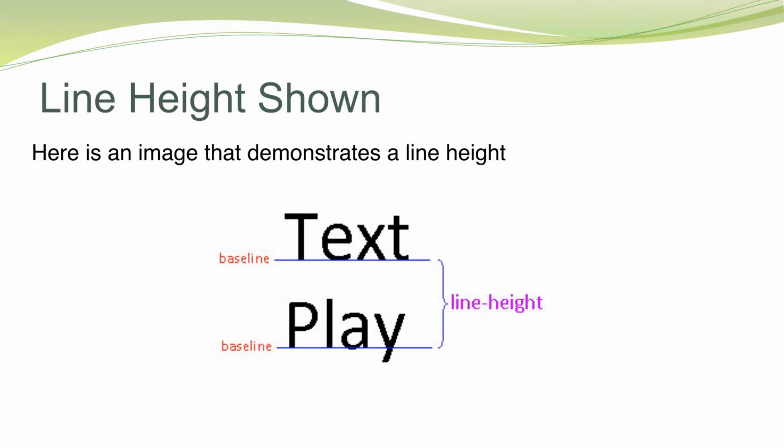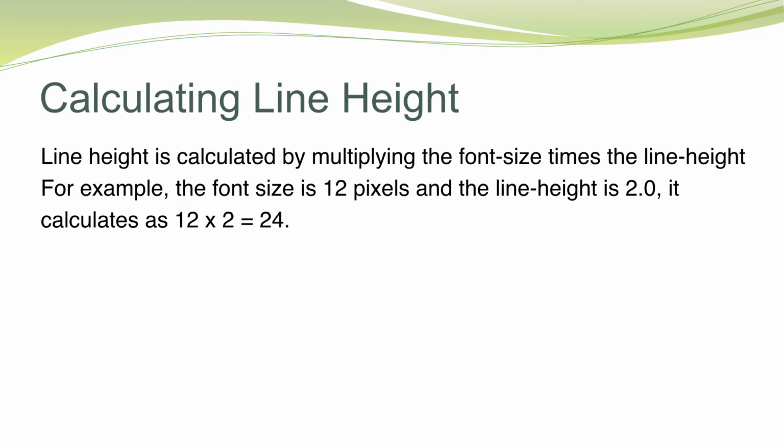Here is an image that demonstrates a line height. Line height is calculated by multiplying the font size times the line height. For example, the font size is 12 pixels and the line height is 2.0. That calculates as 12 times 2 equals 24.